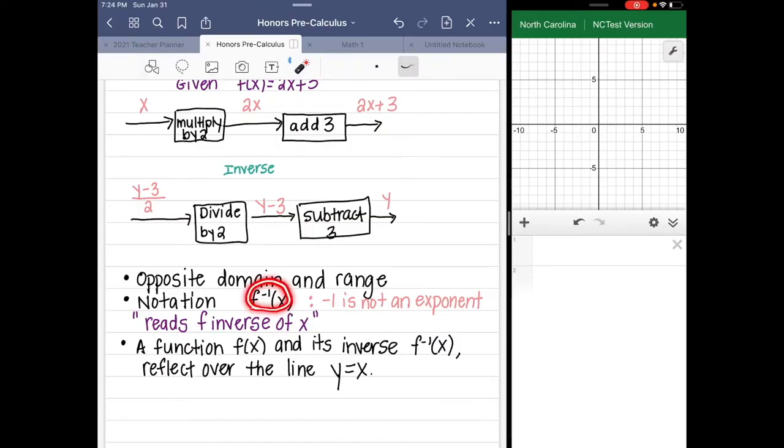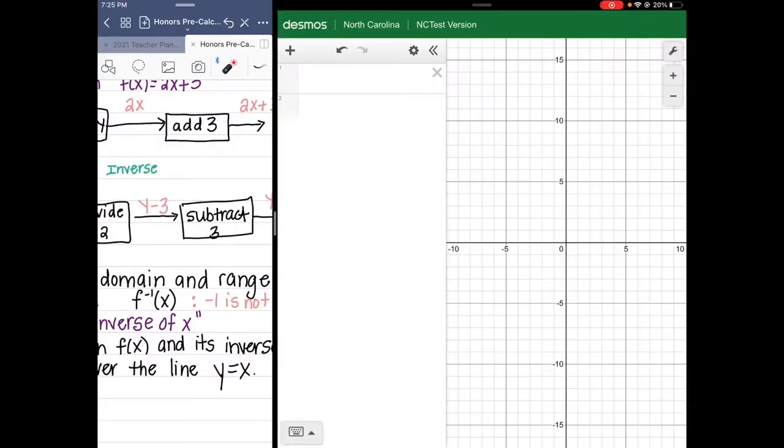All right, so notation. When I talk about an inverse, you're going to be looking at that -1. That -1 is not an exponent. That is simply a notation, a symbol that means inverse. So when I read this, this is f inverse of x. And the last thing, and the one that is really going to be helpful in determining, is when you have a function and you have its inverse, it will have a reflection over the line y equals x.